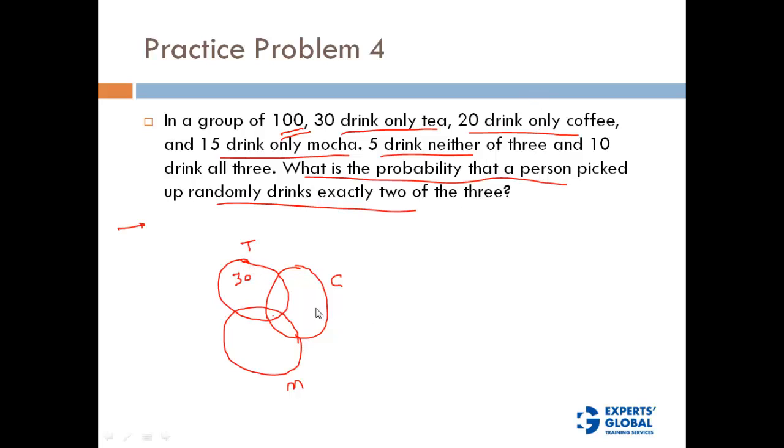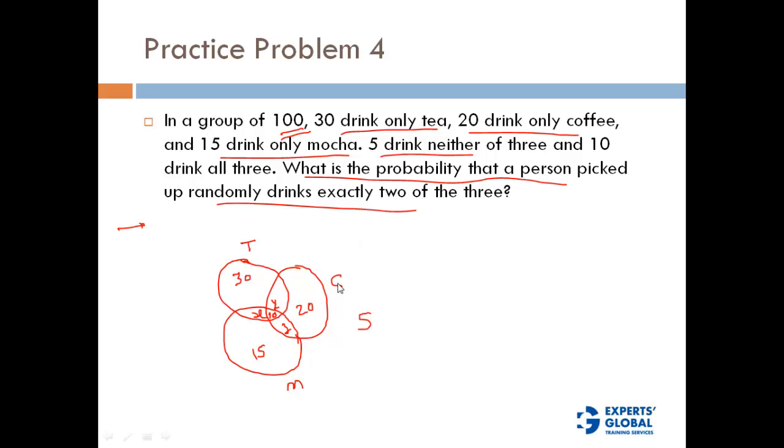20 drink only coffee, so this region is 20. 15 drink only mocha, so this region is 15, right? Now we need numbers for these 4 areas. 5 drink neither of the 3. That means outside these 3 circles we have 5 people. Okay. 10 drink all 3, so this tiny region here is 10. All 3. Okay. And let's say this is X number of people, this is Y number of people, this is Z number of people.